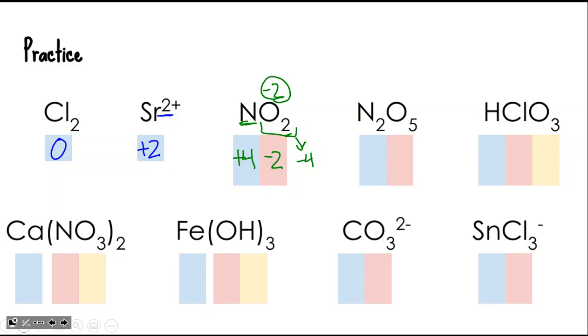All right, looking here at N2O5. Following that same guideline that I just gave you, which one do we assign the normal oxidation state to? Oxygen. So the oxygen is -2. We know this is -2.